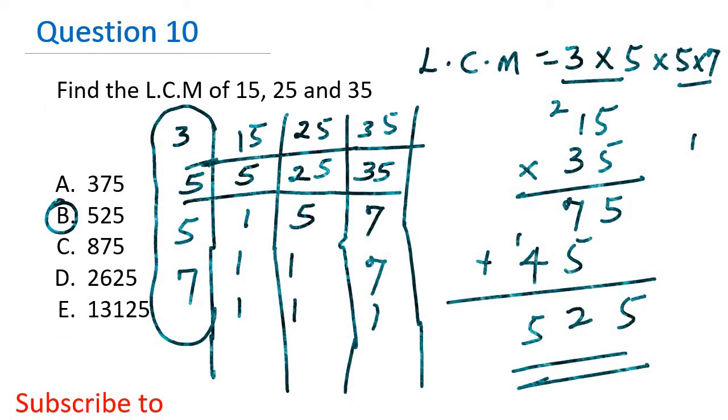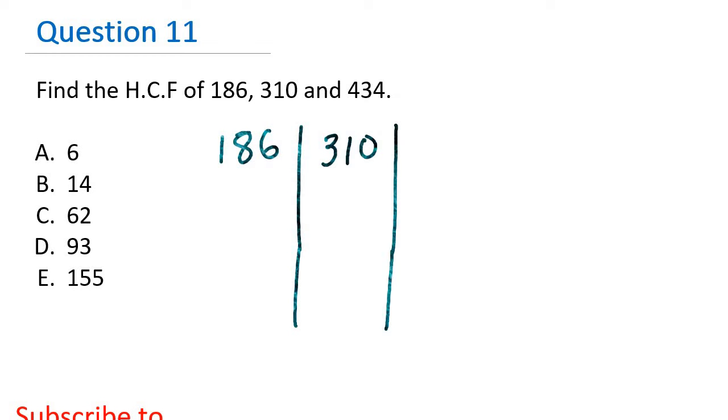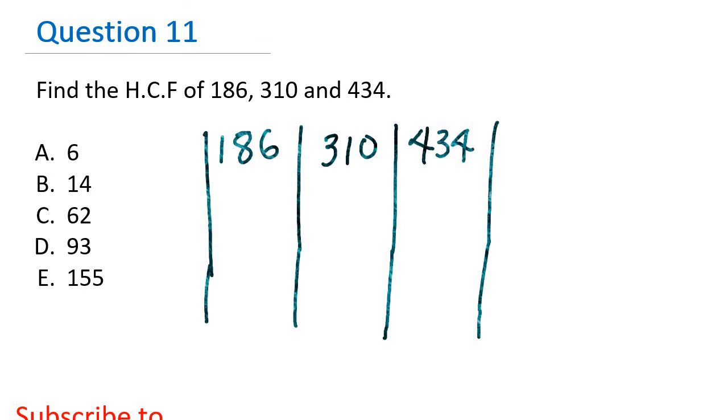Alright, now let's look at question 11. This question says, find the HCF of 186, 310, 434. For HCF, unlike LCM, you must look for a number that can divide through all the numbers involved. So all the numbers here are even numbers, which means that 2 can go through everything.